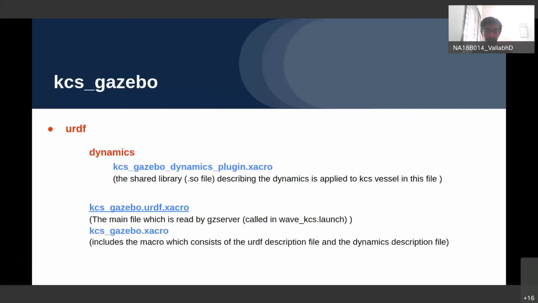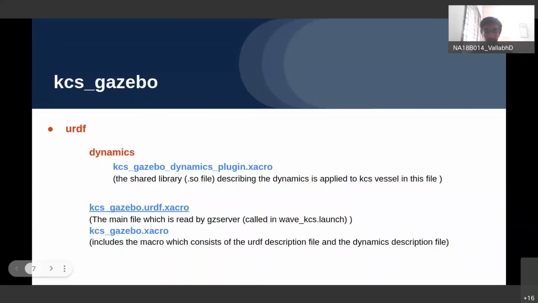Next, we have this KCS Gazebo folder. So this has one subfolder which is of importance to us, the URDF folder, and another folder inside it is the Dynamics folder. So this KCS Gazebo Dynamics plugin file is the one that Aditya talked about, the shared library. It will call that shared library, and it will apply the generalized dynamics that we have described to our KCS vessel. So this is what this file is about.